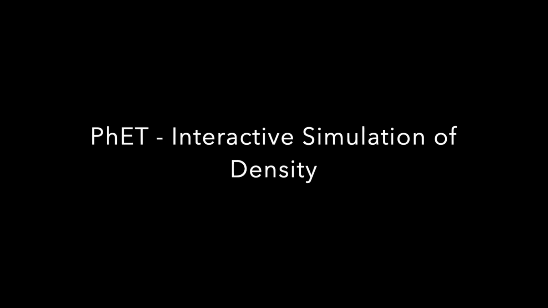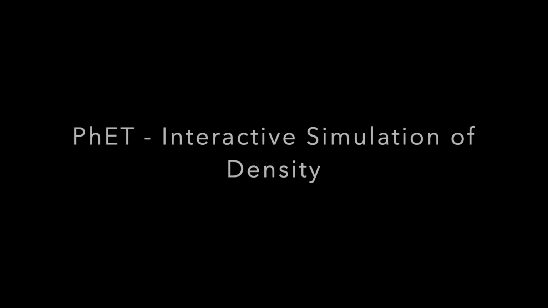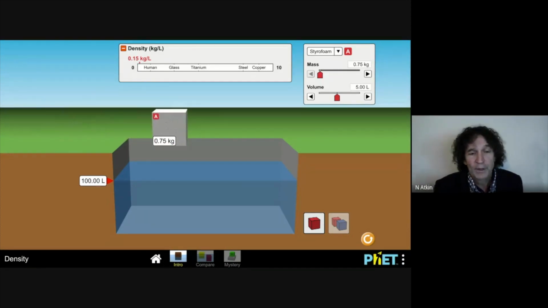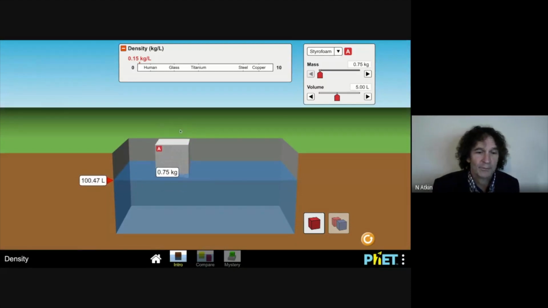So I can't do real experiments, but I can do simulations. I've got a styrofoam block. Okay, so this is 0.15 kilograms a litre. Water, remember, is 1 kilogram a litre. So if I drop this in, will it float or will it sink? Well, it floats. What happens if I put it underwater?